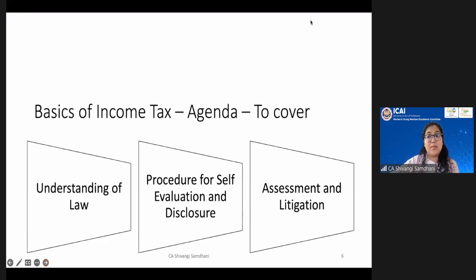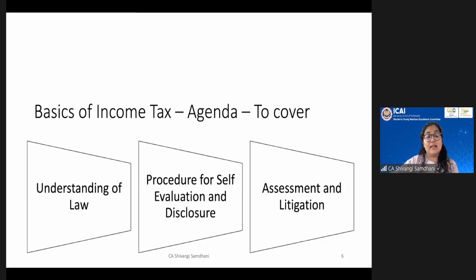Now, today I am asked to cover the basics of income tax. My topic is basics of income tax, and I'll try to help you all out with the basics so that in the subsequent sessions you can appreciate the law in a better way, because the program is designed in such a way that you will be dealing with specific provisions of various topics under income tax. So I have divided my discussion into three parts. We'll understand law a little.